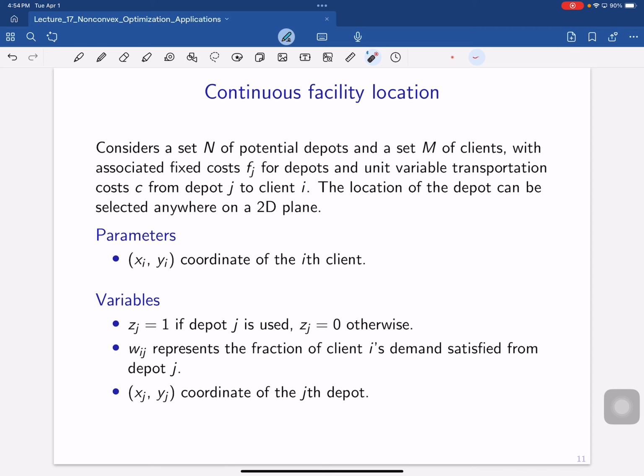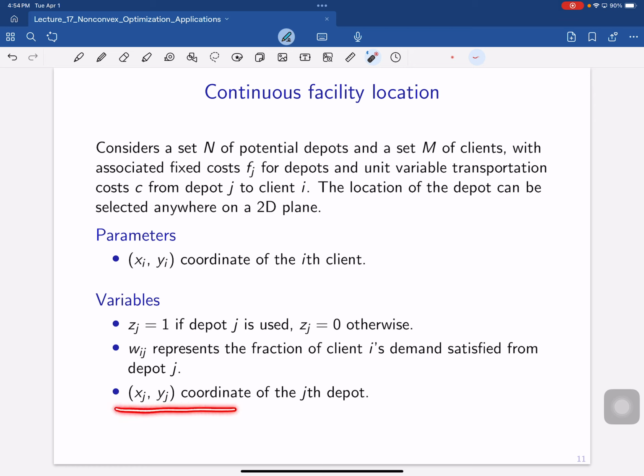And the variables include zj equals 1 if depot j is used, zj equals 0 otherwise. As you can imagine, there is some symmetry between depots. You don't need to build all the depots here. And wij represents the fraction of client i's demand satisfied from depot j. It is an incapacitated problem, so if you are a given client, you can satisfy your demand by any of the depots, and wij represents the fraction.